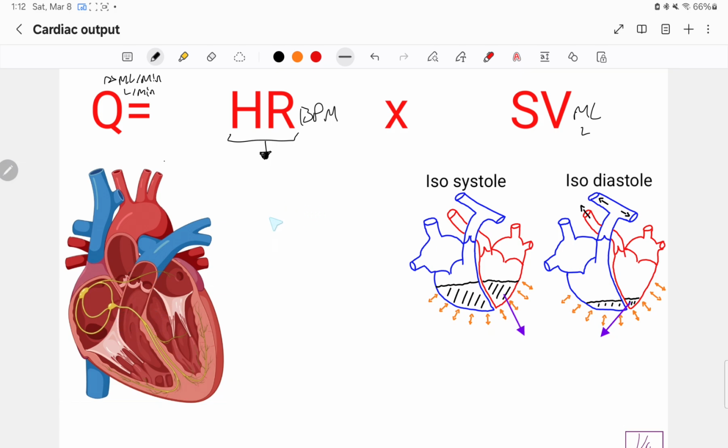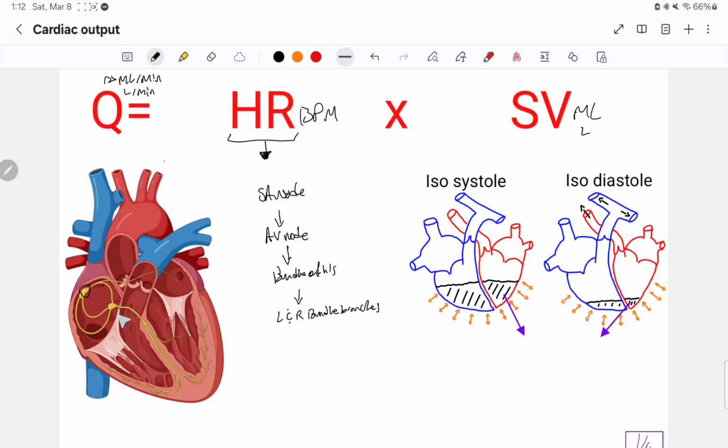So the intrinsic cardiac conduction pathway goes like this: the SA node, then we move on to the AV node. After the AV node, we move on to the bundle of His, and then we move into the left and right bundle branches.